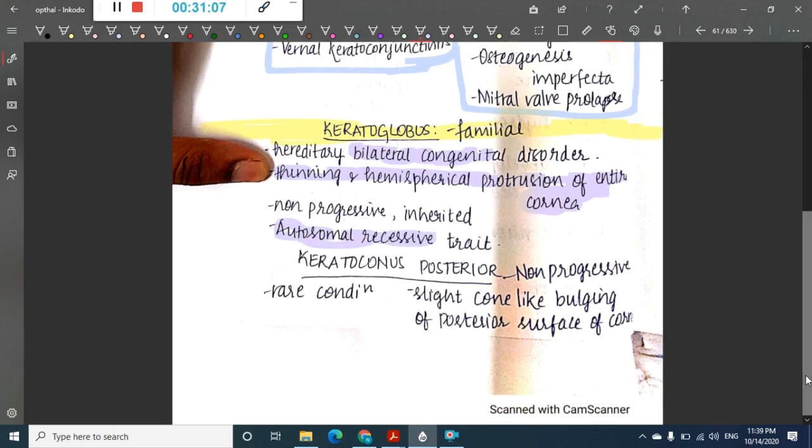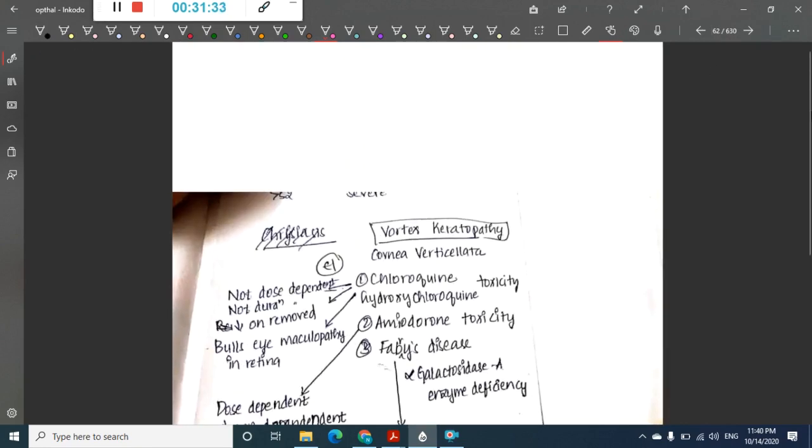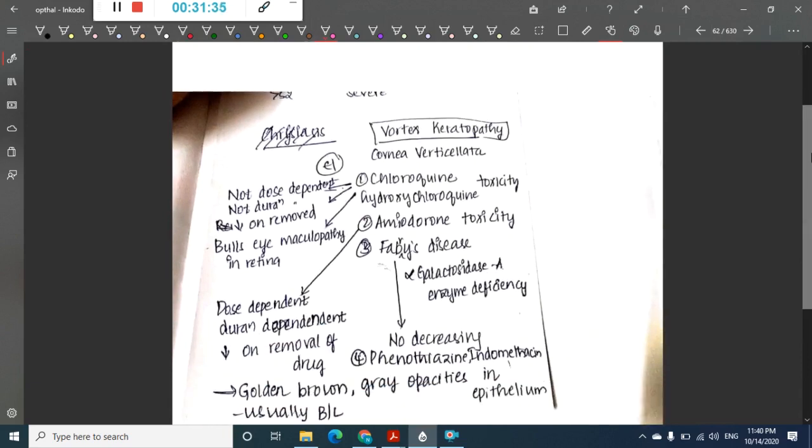Okay, then we also have posterior keratoconus. What is this? It is a non-progressive and rare condition where there is cone-like bulging of the posterior surface of the cornea. So bulging of the posterior surface of the cornea is seen in posterior keratoconus. Okay, that is about keratoconus.